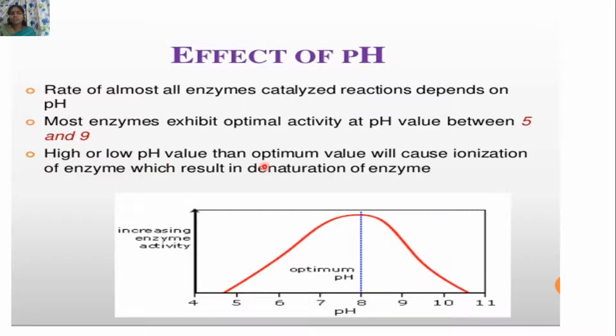High and low pH values, away from the optimum value, will cause the ionization of the enzyme, which results in denaturation of the enzymes. We know some enzymes are acidic, some of them are alkaline. When it is in extreme conditions, like highly acidic and highly alkaline, it will cause the ionization of the enzymes that leads to the denaturation of the enzyme and the loss of enzyme activity. So the effect of pH is that most enzymes, between pH 5 and 9, show their optimum activity.